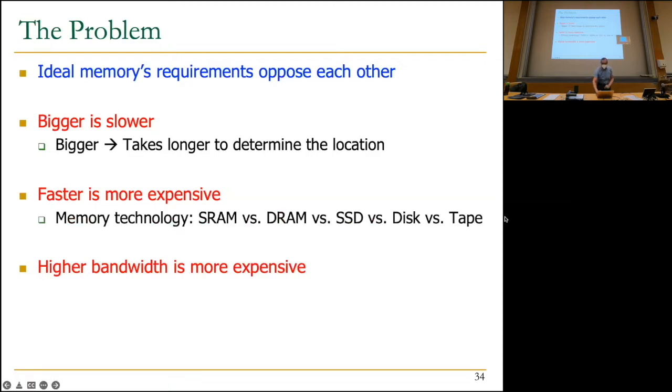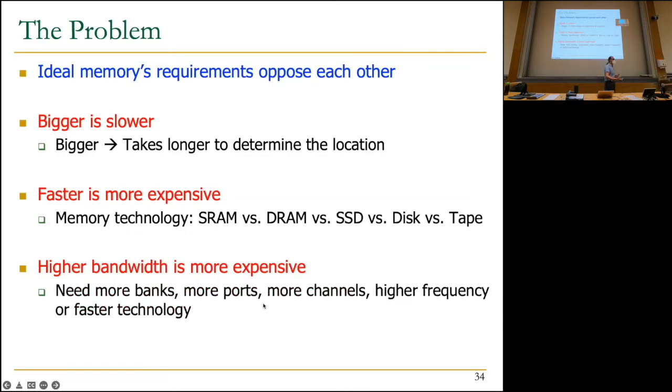Faster is more expensive. Again, you can get a faster memory technology. Going from left to right here, you become slower. But going from right to left, from tape to disk to SSD to DRAM to SRAM, you become faster. You also become much more expensive, because the area per bit of storage increases. With SRAM, we discussed that, and you can have latches over here, which are much larger. And higher bandwidth is more expensive. You can add more bandwidth by adding more banks, more ports, more channels, higher frequency interconnects, or faster technology. Unfortunately, doing all of those increases your cost.